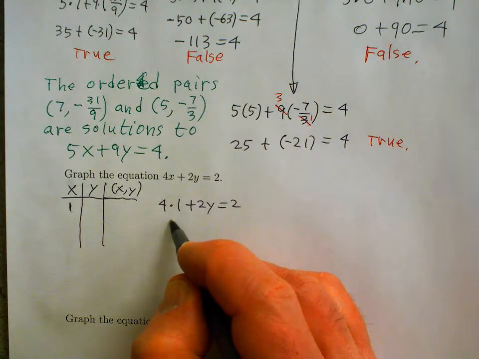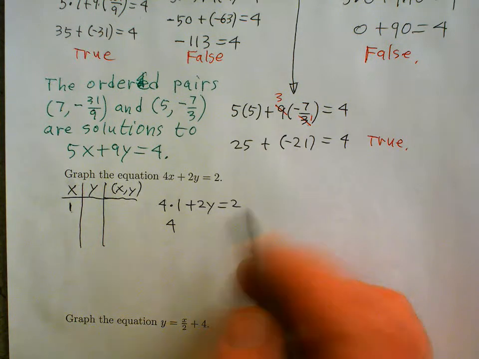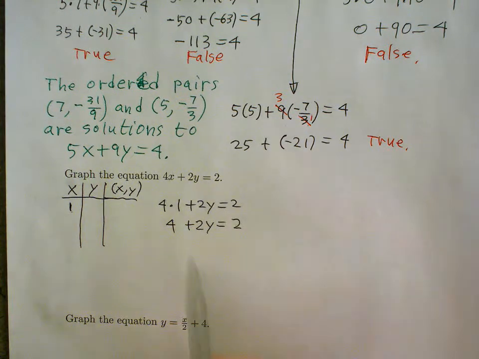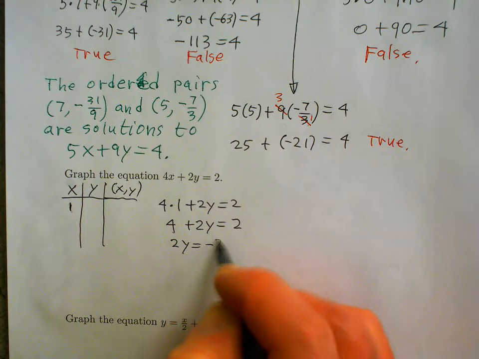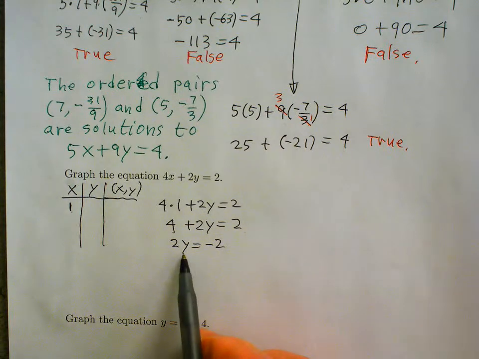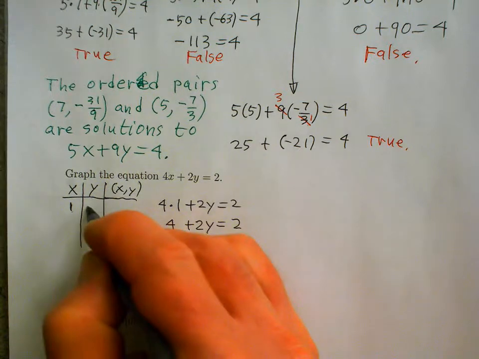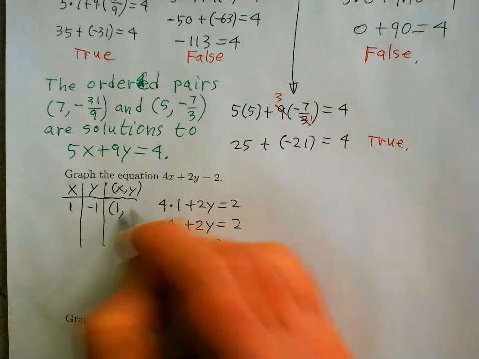4 times 1 is 4. Plus 2y equals 2. Let's subtract 4 from both sides, so we get 2y equals negative 2. And then divide both sides by 2, we get y equals negative 1. Okay, so one of the points on the line is the ordered pair 1, negative 1.